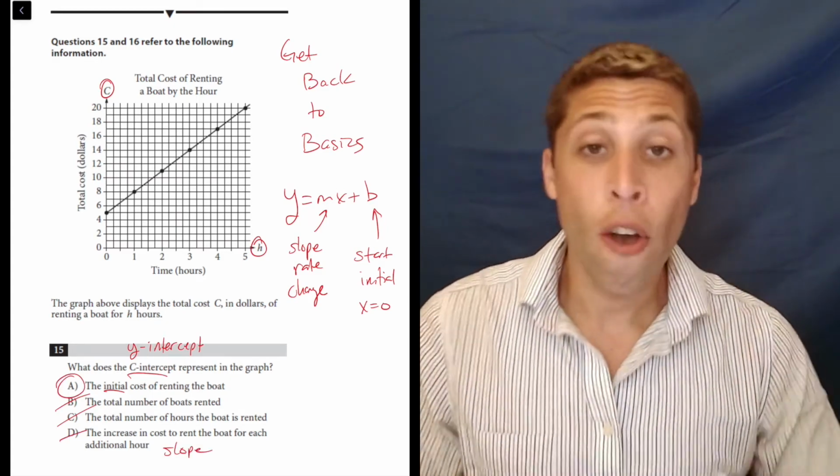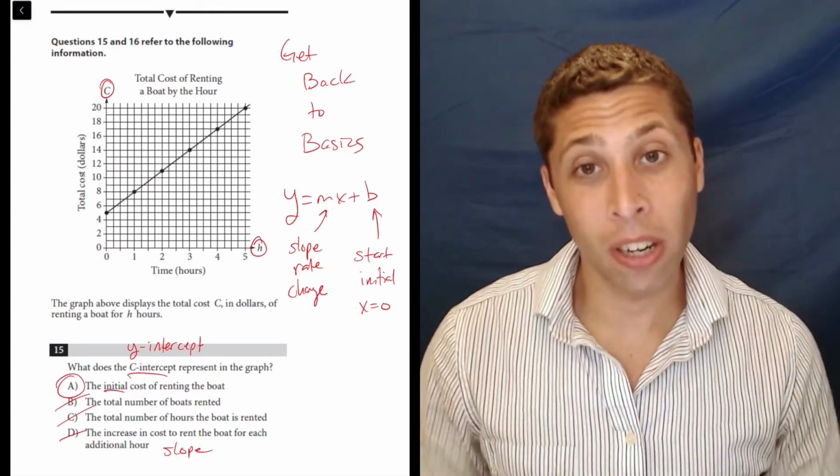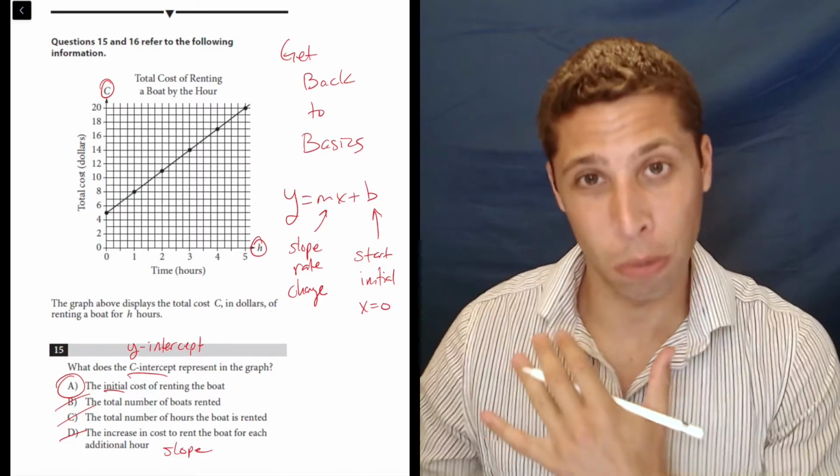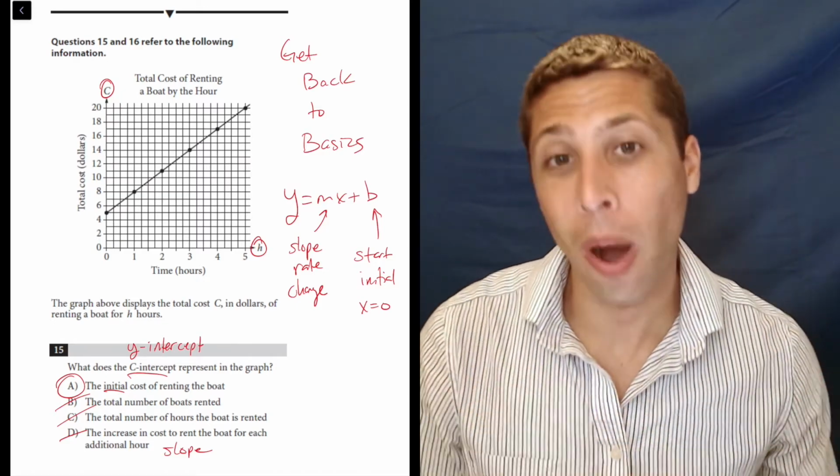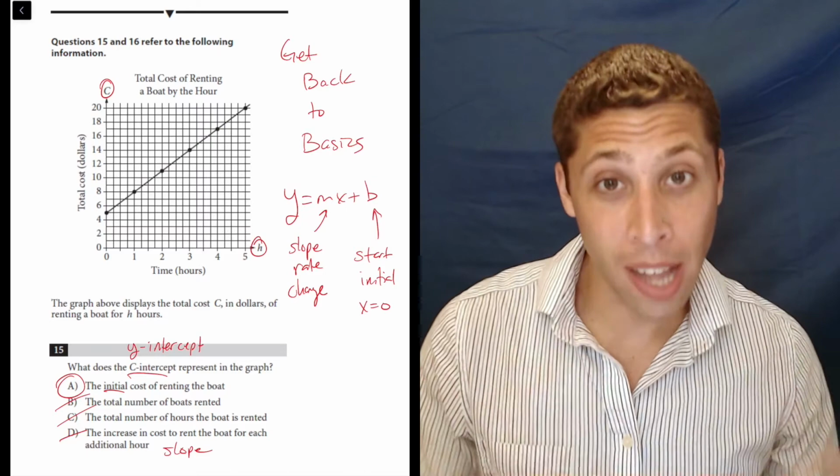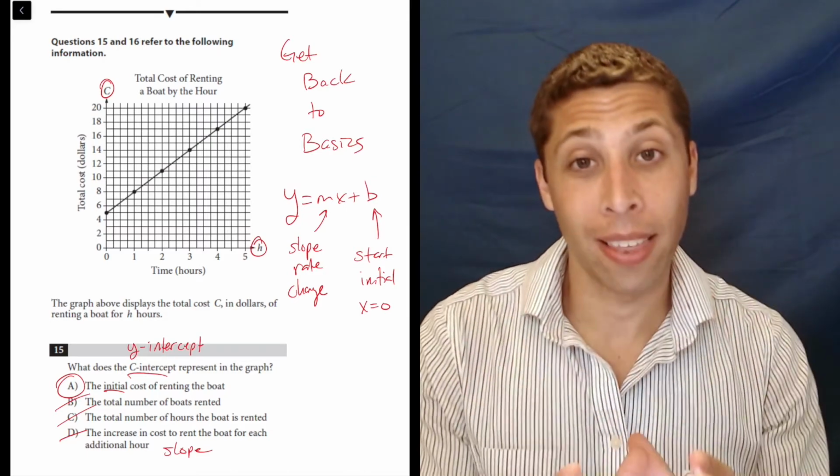So A, very obviously the answer if we stop thinking in terms of boats and think in terms of y equals mx plus b, in terms of lines, in terms of the basic math that we learned in school.